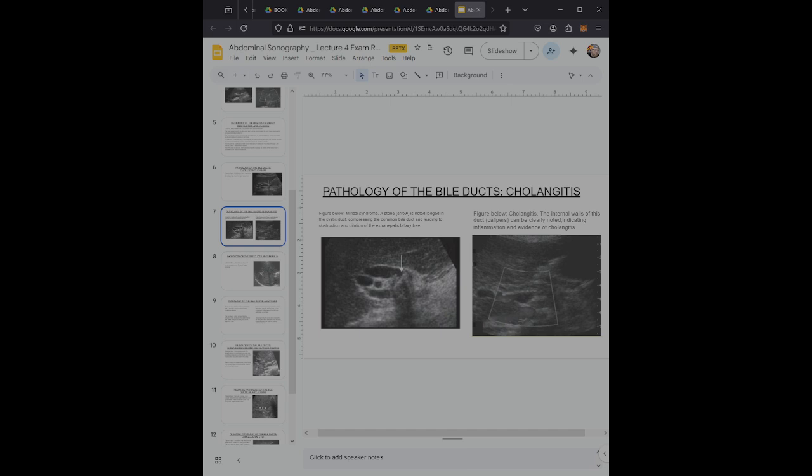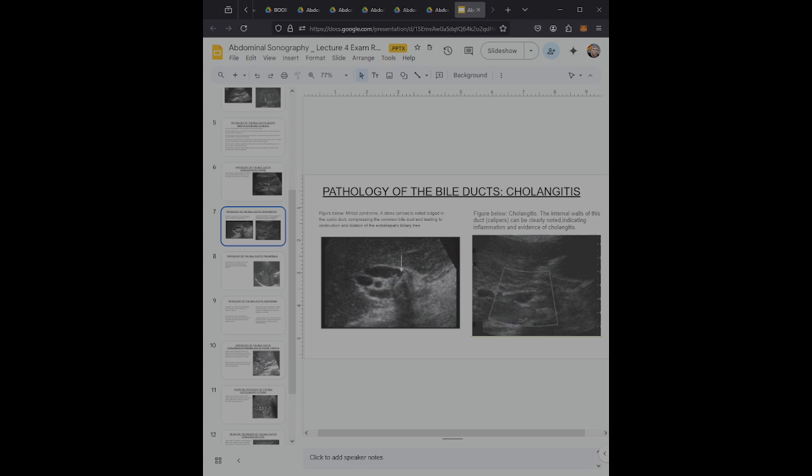Cholangitis is inflammation of the biliary duct, and this occurs when the duct wall thickens greater than 5 millimeters. The most common cause can be a case of choledocholithiasis, and there are several types of cholangitis. It can be bacterial, oriental, or sclerosing.